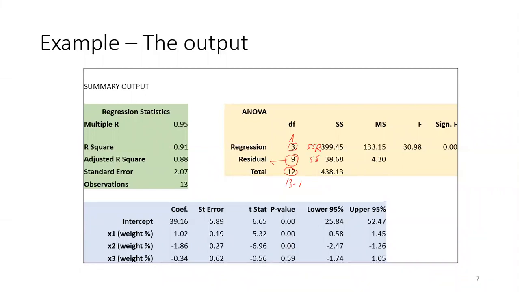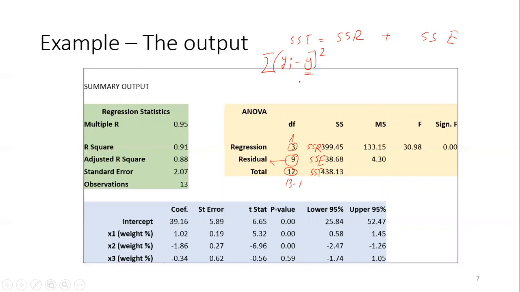This is SSE, the residual or the error sum of squares, and this is SS total. We will see that we have exactly the same form. SST is equal to SSR plus SSE. And SST was, remember, yi minus y bar. This is the total deviation. The deviation from where? From the average.